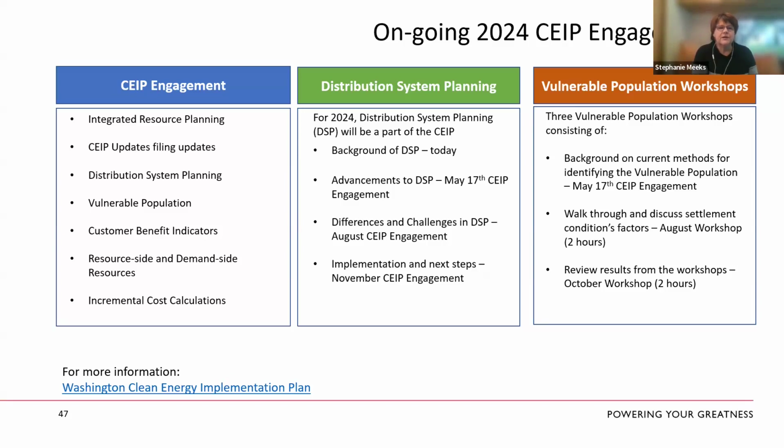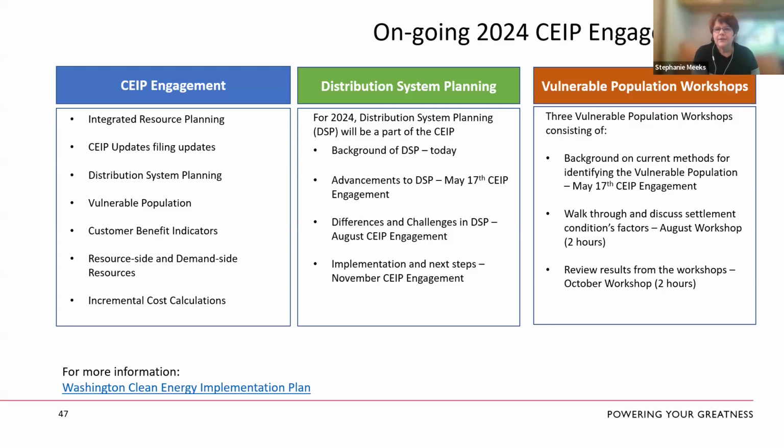We have some others, such as our customer benefit indicators. When we get to the midpoint of the year and we're filing our progress report, there's another area that we could also bring into this space of having the conversation. So there's a lot more information we'll keep providing, especially as we're moving forward with both our integrated resource plan for 2025 as well as our 2025 clean energy implementation plan.